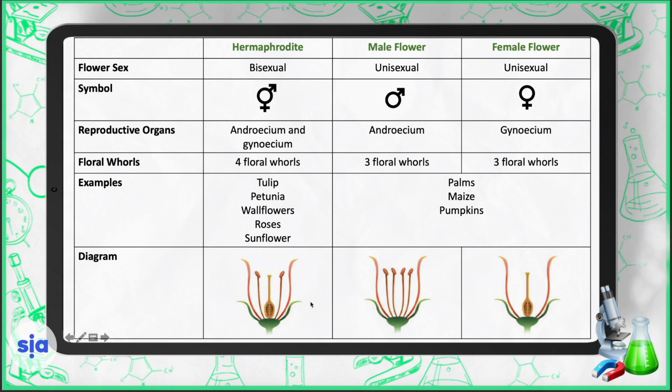Look at this diagram. This is the diagram for the bisexual flower. It contains the male and the female reproductive organs, while this is the male flower and this is the female flower. So now can you explain why tulip flower is considered to be bisexual or hermaphrodite? Of course, this is because it contains both reproductive organs, the male and the female one.